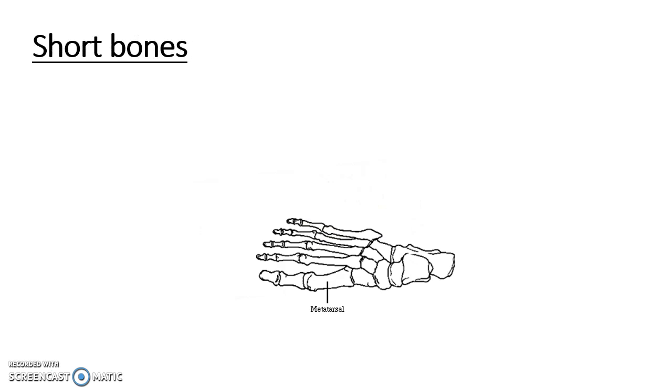Short bones are small and compact, often cube-shaped, found in the wrist and the ankle. These are as long as they are wide. These provide support, stability, movement and strength, for example, carpals and metatarsals.